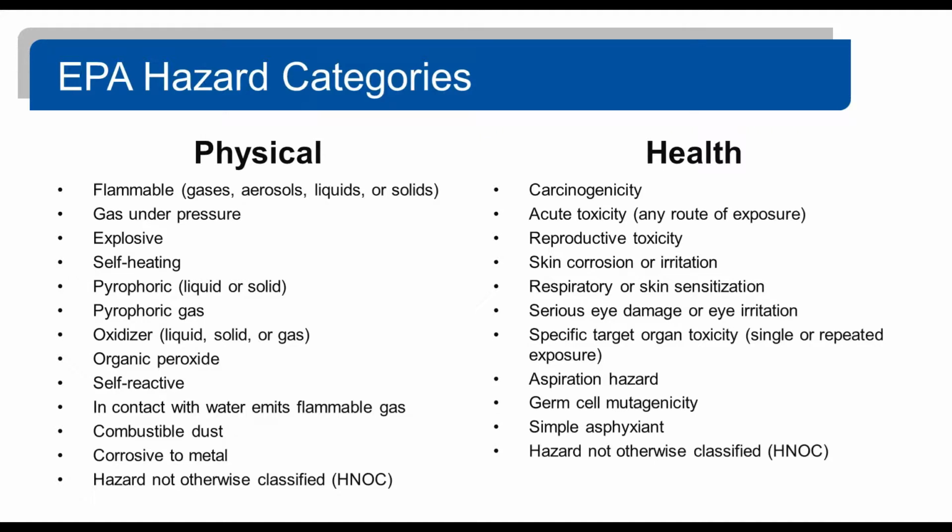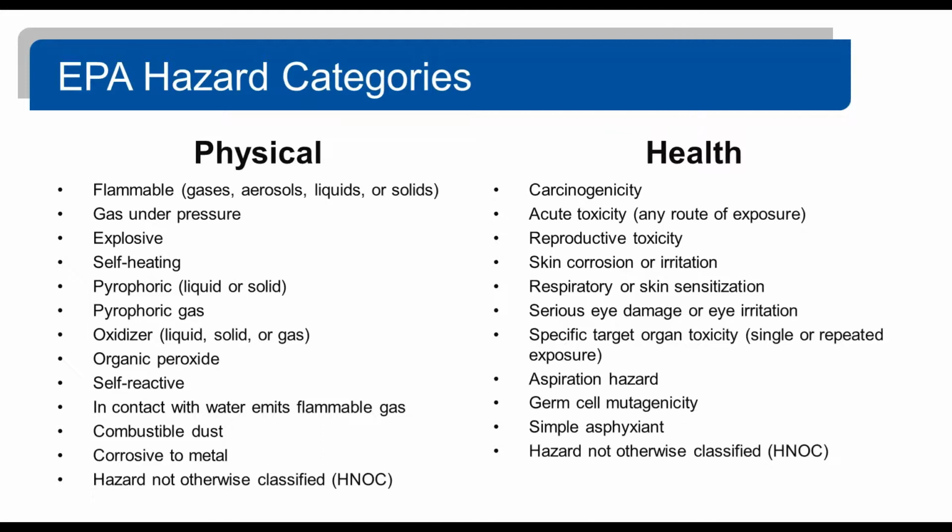One thing that we'll briefly talk about here, for those of you who have not had experience yet dealing with the chemical inventories, there used to be 5 EPA hazard categories, and now they expanded it, which much more closely mock the OSHA hazard categories. In the physical categories, you'll find flammable, gas under pressure, explosive, self-heating, pyrophoric liquids or solids, pyrophoric gases, oxidizers, organic peroxide, self-reactives, in contact emits flammable gas, combustible dust, corrosive to metal, and an additional category of hazard not otherwise classified, which you will find that same description under the health category.